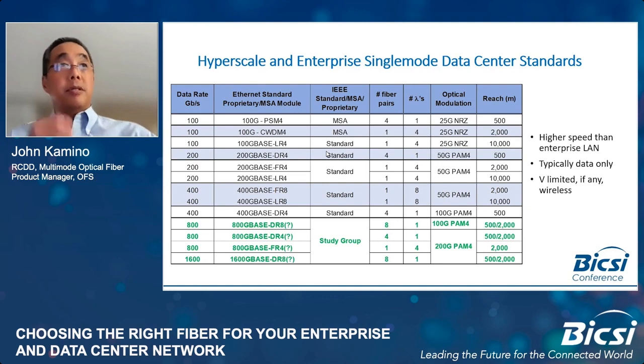On the single mode side, there is another list of data center standards. At 100 gigabits per second, you again see the MSA 100 gigabit PSM4 and 100 gigabit CWDM4. You'll note that these are in between the 100 to 150 meter reach short reach multimode solutions, and go to 500 meters for the parallel single mode 100 gigabit solution, and 2 kilometers for the CWDM4 solution.